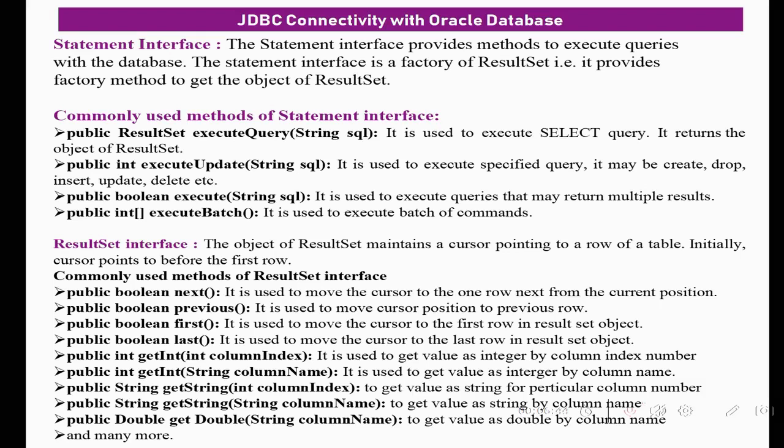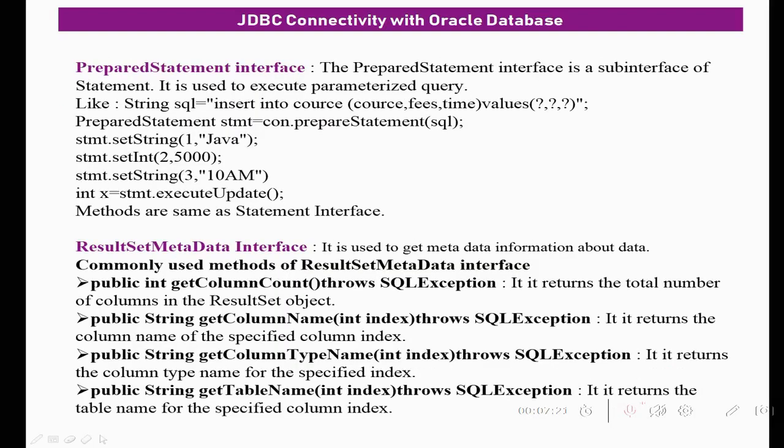If you want to fetch a string, then the method will be public String getString(int columnIndex) or getString(String columnName). Both are the same. In one we have to specify the column name, and in another we have to specify the column index. Next, if we want to get a double type of value, then the method will be public double getDouble with the string column name or column index, whatever. And there are many more methods.